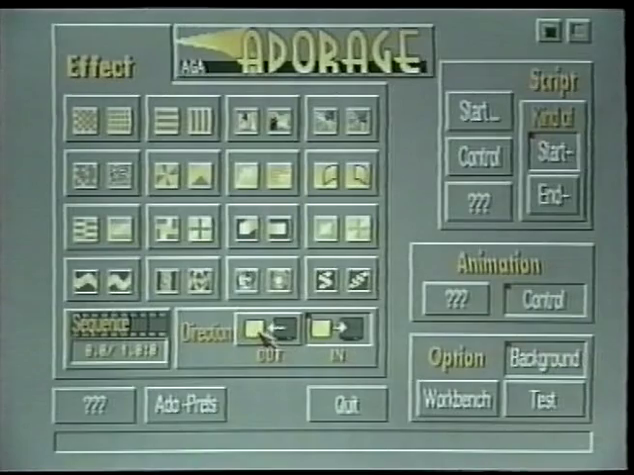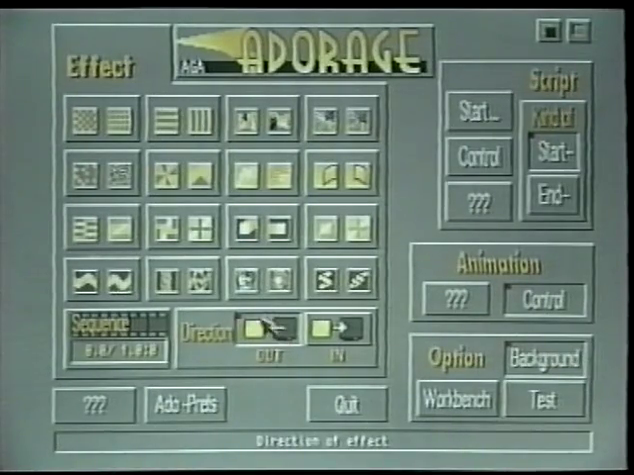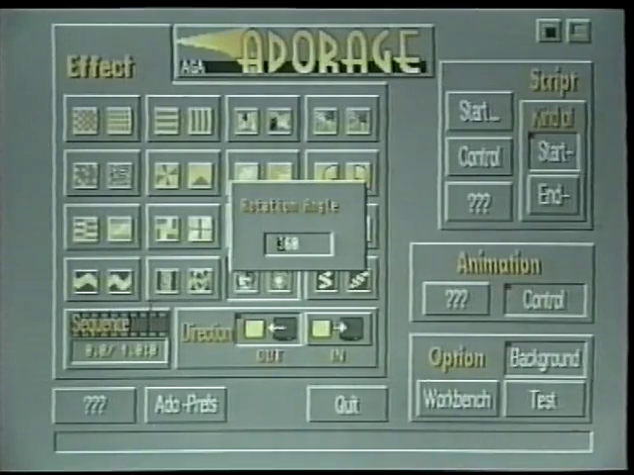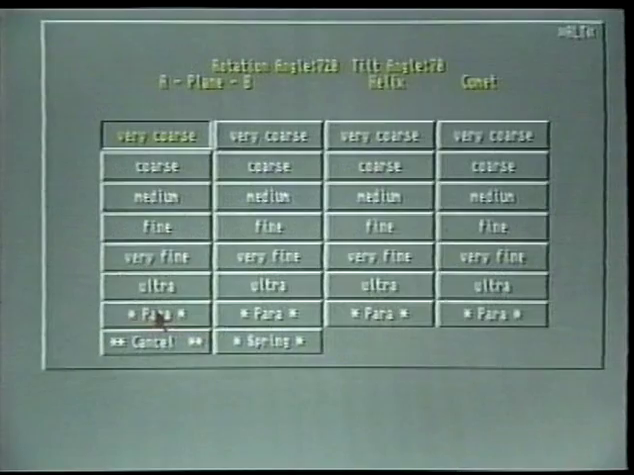I'm selecting Out Effect, Wobble, and setting the parameters in the A plane column. Rotation angle 720, tilt angle 70, moving depth 360, and very fine rendition.